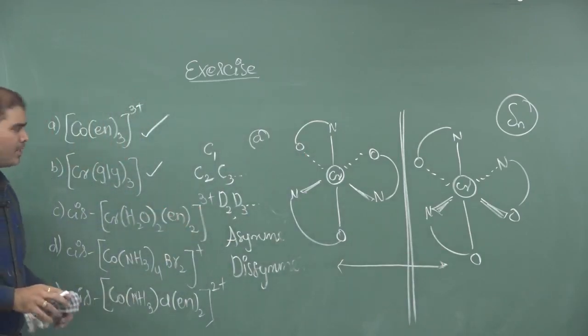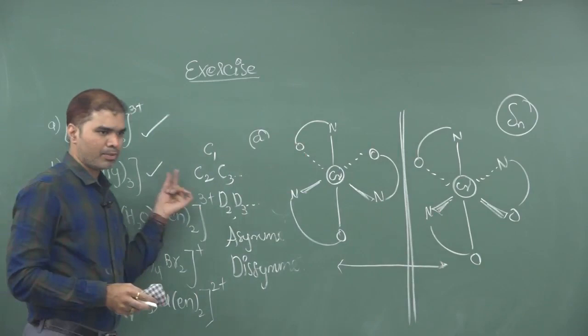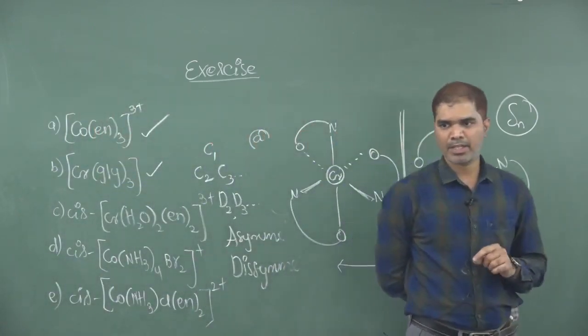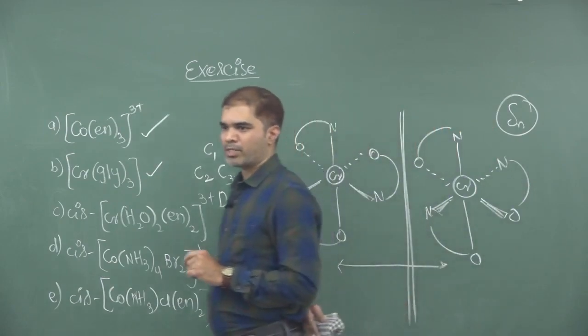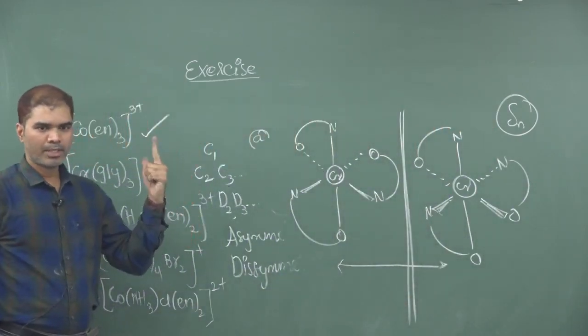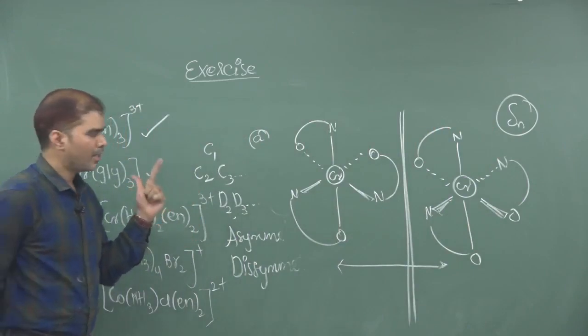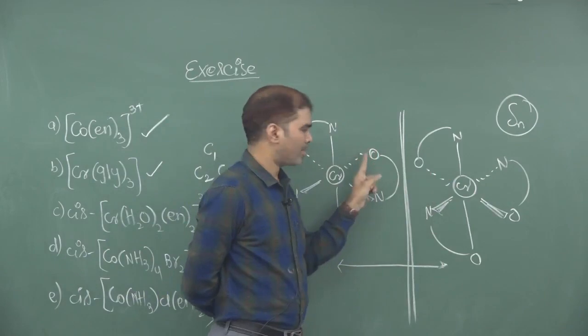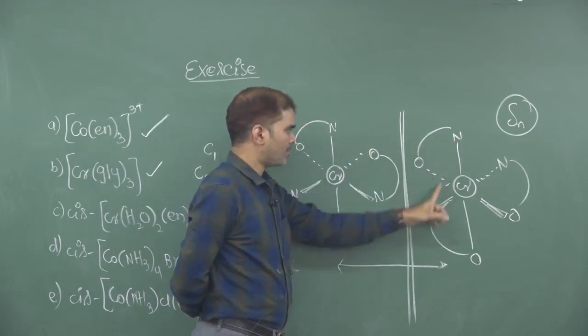Let me extend the question. Cr(gly)3, or triglycinato chromium. How many stereoisomers are there? Stereoisomers means geometrical isomers and optical isomers must be considered. How many geometrical isomers are there? 2. Two geometrical isomers. One is facial, another one is meridional.